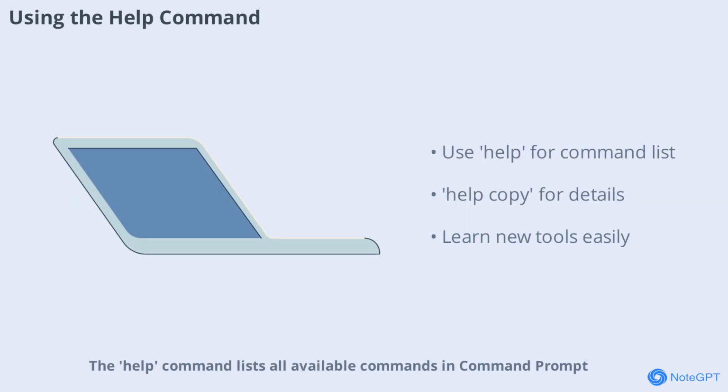The help command lists all available commands in command prompt. Typing help followed by a command, like help copy, gives you detailed information and examples. This is a great way to discover new tools and understand how to use them effectively. The help system is always available, making it easier to learn at your own pace.